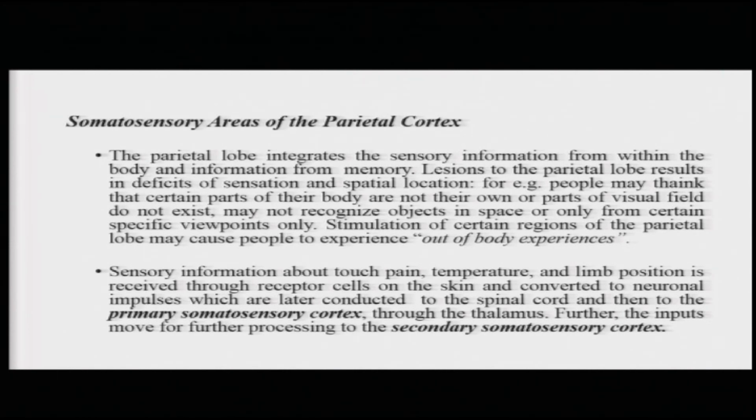And lesions to the parietal lobe may result in different kinds of deficits, especially with respect to spatial navigation and spatial location. For example, a lot of people who have parietal damage or damage in an area of the parietal lobe may think that certain parts of their body are not their own. So the ownership goes away, because the parietal lobe is, as I said, integrating information from within the body. So when I am moving my hand, there is a region in the parietal cortex which is telling me the exact position of my hand as and when I am moving it. It is keeping me connected to my extremities in one sense.